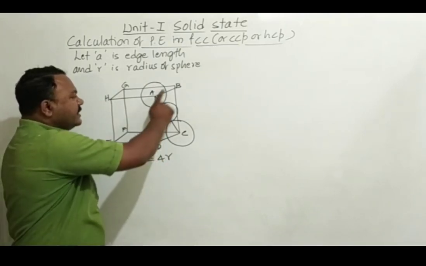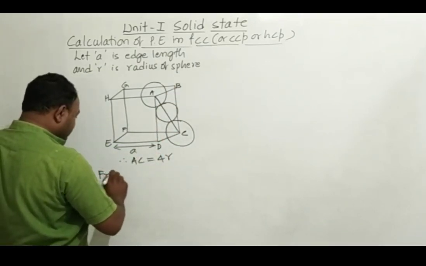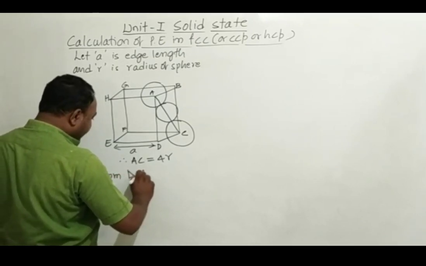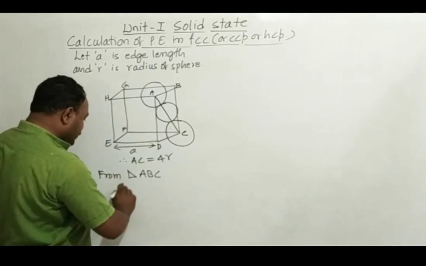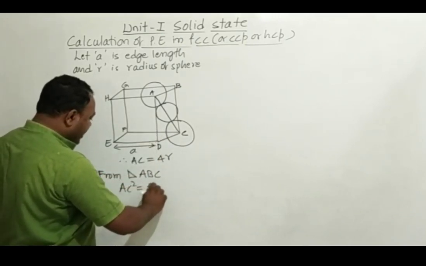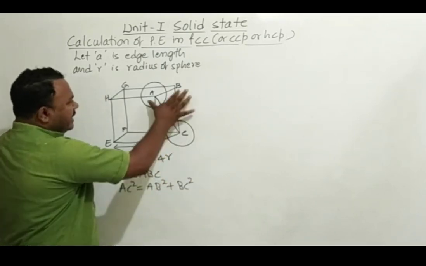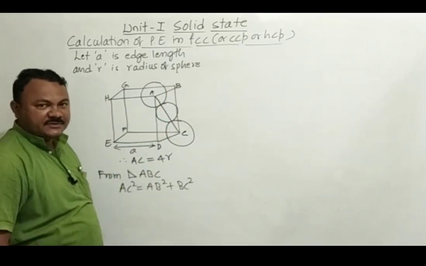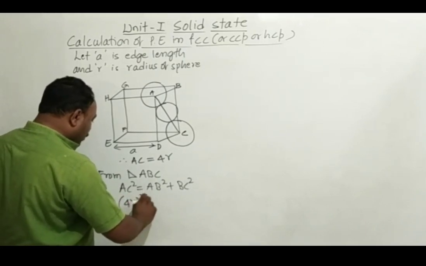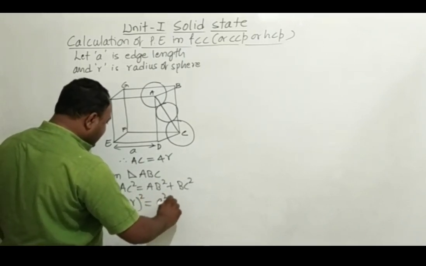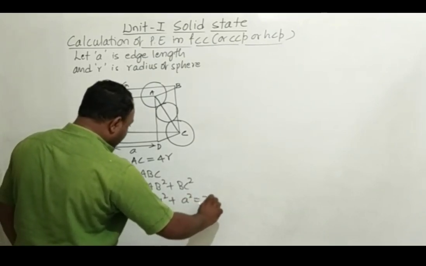Now apply Pythagoras theorem to the right angled triangle ABC. From right angled triangle ABC, what we can write? AC square is equal to AB square plus BC square. AB and BC, once again they are the edge lengths. We know the value of AC. AC is nothing but 4R. So I can write 4R whole square is equal to AB is edge length A, so A square, BC square is also A square. This is nothing but 2A square.